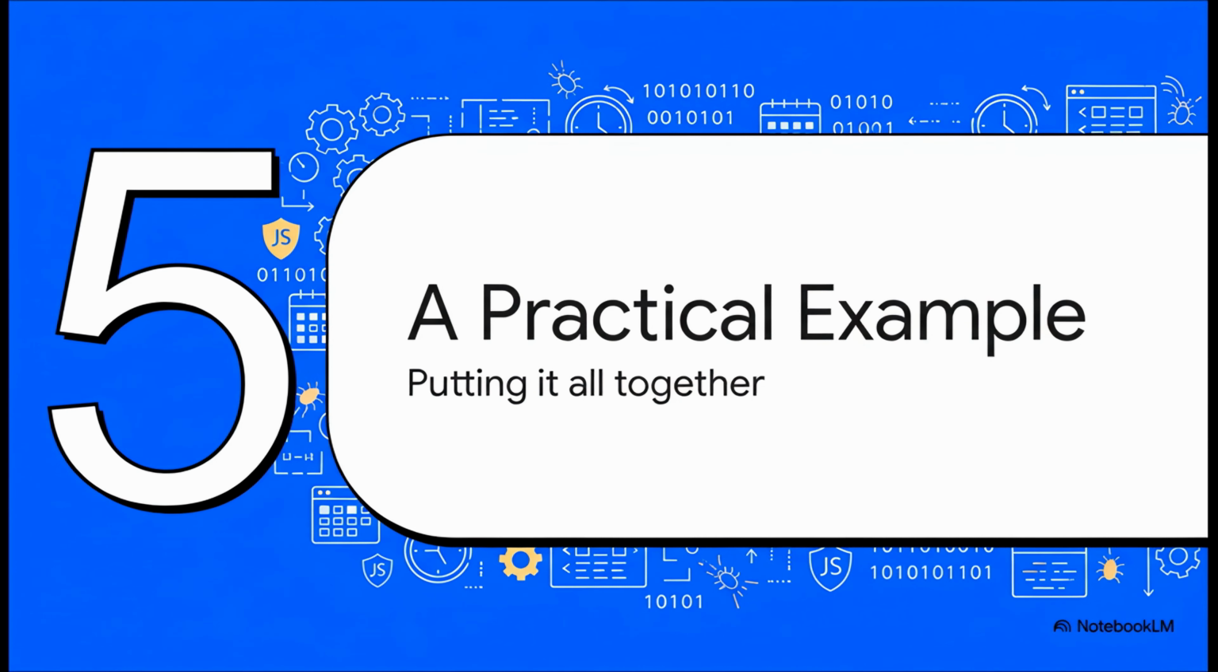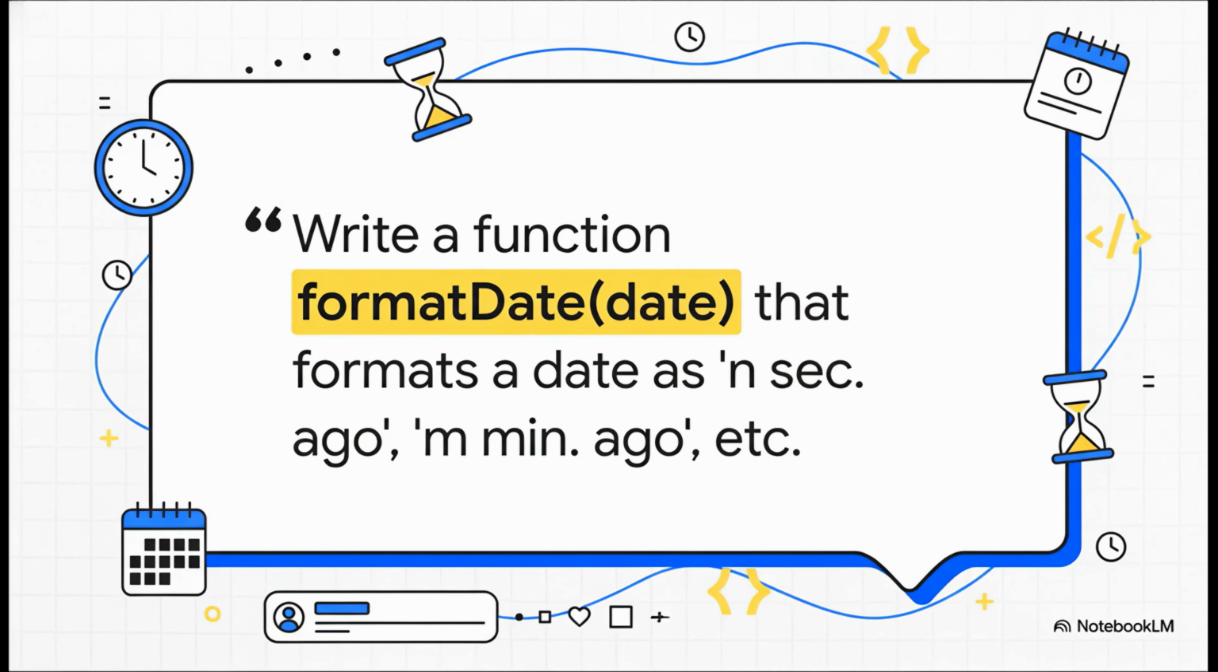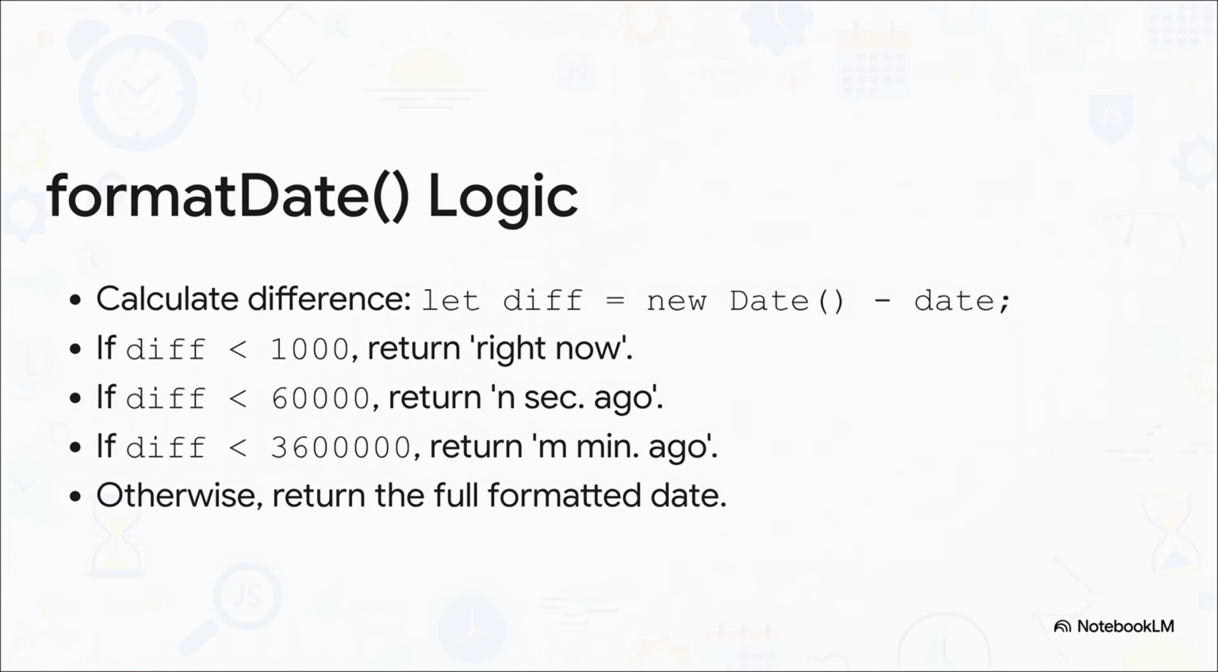All right, let's bring this all home. We're going to put everything we just learned into practice and solve a really common real-world problem. So here's a super common task you've seen a million times on social media or blogs. We need a function that can take a date and format it nicely so it says right now or 30 seconds ago or something like that. And here is how we can do it, using everything we've talked about.